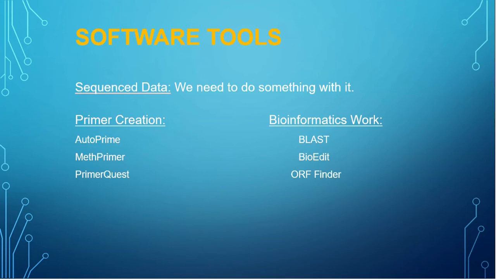So some programs that would be under this category would be things such as AutoPrime, MethPrimer, PrimerQuest, and other such programs. The next category is bioinformatic work programs. These are general programs that will do things such as search, analyze, categorize, and such on. The programs that will do things like this would be BLAST, BioEdit, ORF Finder, and things of the like.